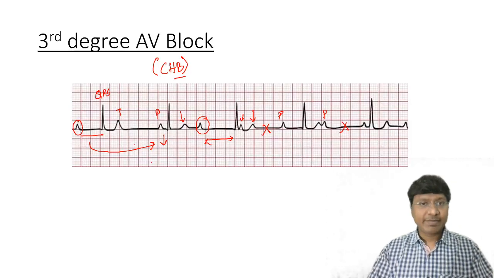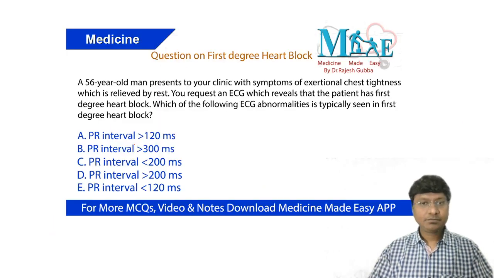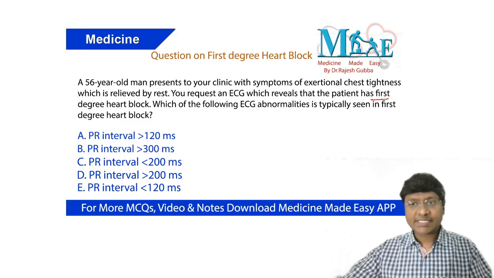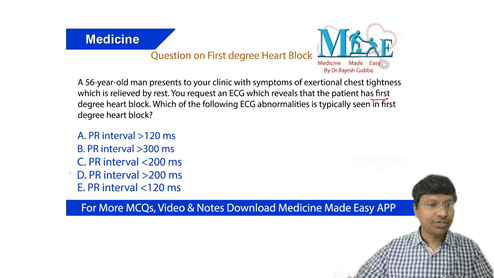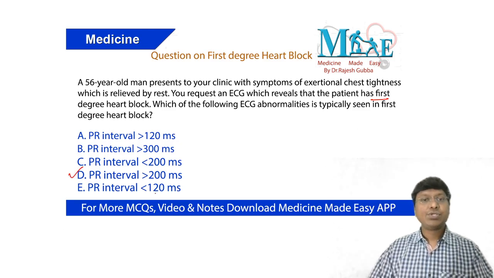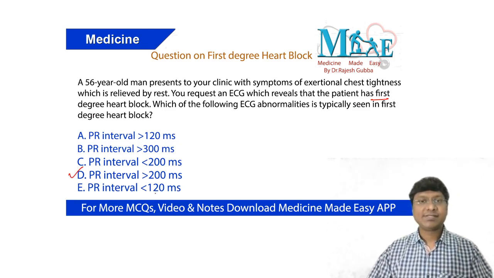Okay, so going back to our question now. The ECG shows first degree heart block. So what should be the PR interval? The PR interval should be more than 200 milliseconds, right?